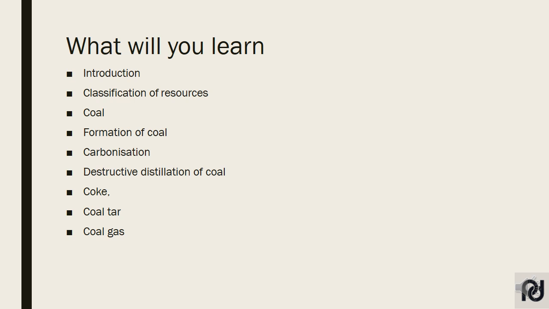This is what we are going to learn. The very first thing, I'll be giving an introduction, which will be a video. Then the classification of resources like exhaustible and inexhaustible. Then coal, the formation of coal, the process of carbonization, followed by the destructive distillation of coal, then coke, coal tar and coal gas, which we are getting by processing of coal. And lastly, one more video related to it. So let's get started.